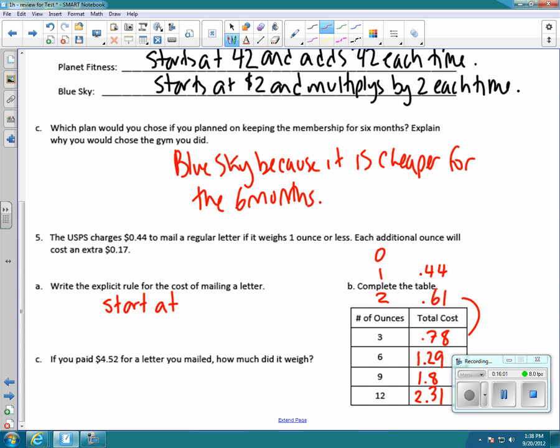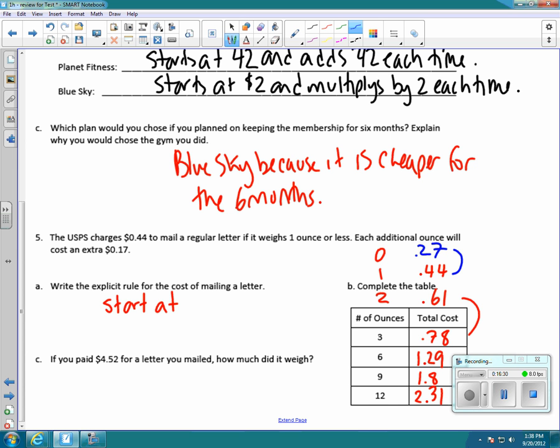Now, a lot of you are going to say that 0 ounces would cost $0 because you're not sending anything. And I understand why you want to say that. But we talked about working this pattern backwards to get the 0 term, the starting term. So if you actually take 0.44 and you subtract 0.17, it tells us that the starting term is 0.27, which may not make sense if we're not mailing anything, but at the same time, it does fit our pattern, and we're saying this is an arithmetic pattern.